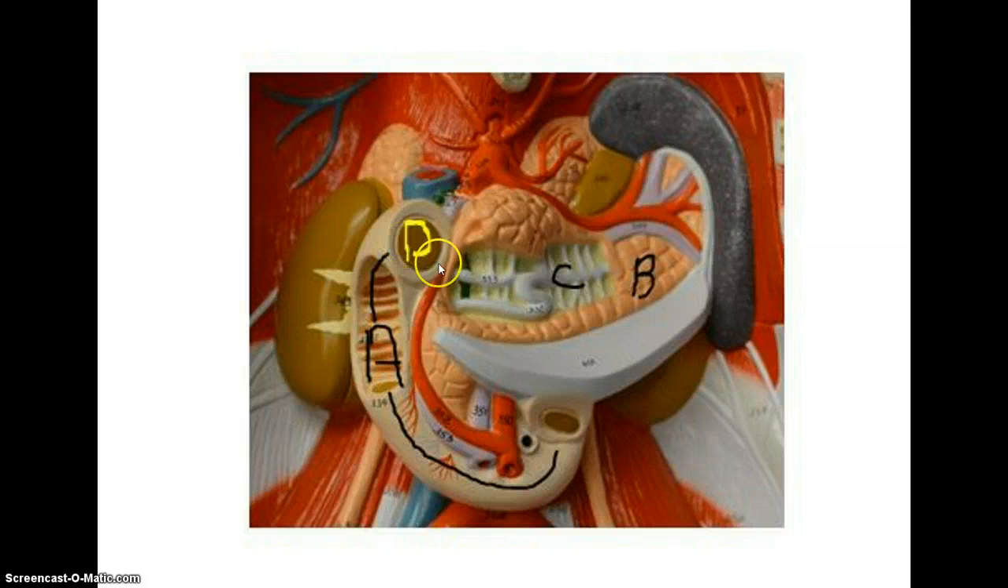Again, pyloric sphincter coming from the stomach, duodenum would then lead into the jejunum and the ileum. You have the whole pancreas here. Within the pancreas, you have the pancreatic duct.